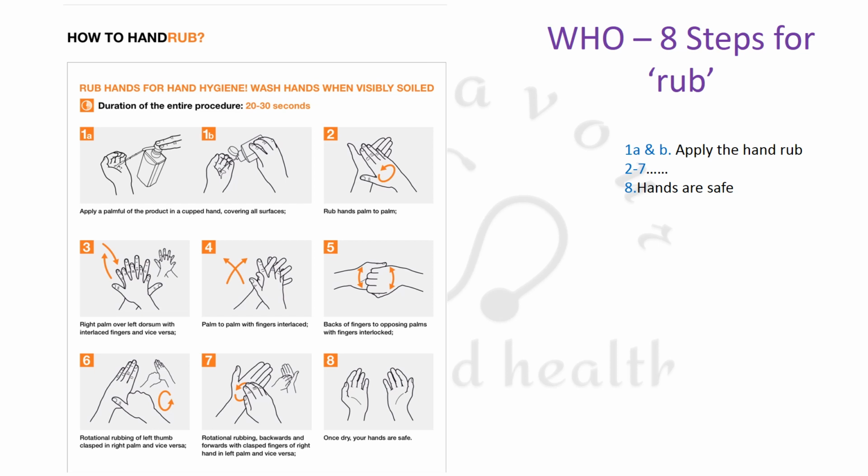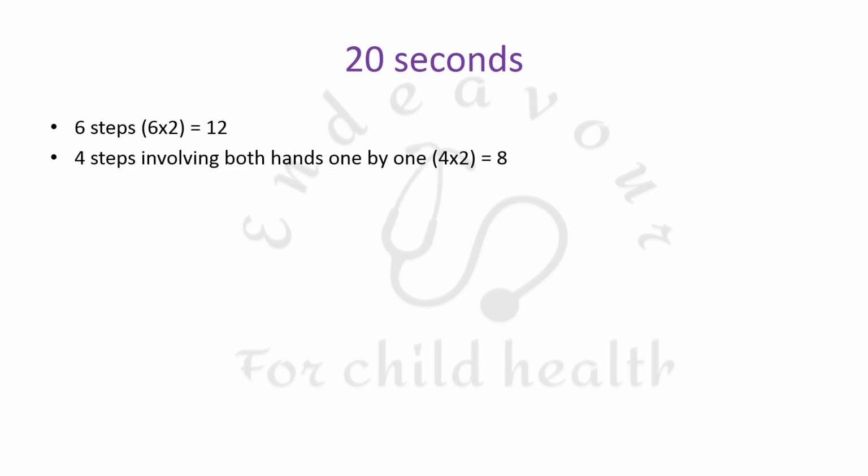In hand rub, you must remember that each step should take 2 seconds in comparison to hand wash, where they should take at least 5 seconds. A total of 20 seconds for hand rub. 6 steps each of 2 seconds, that is 12 seconds, and 4 steps involving both hands one by one, that is 8 seconds. So a total of 12 plus 8, that is 20 seconds. This is the minimum time required for hand rub.